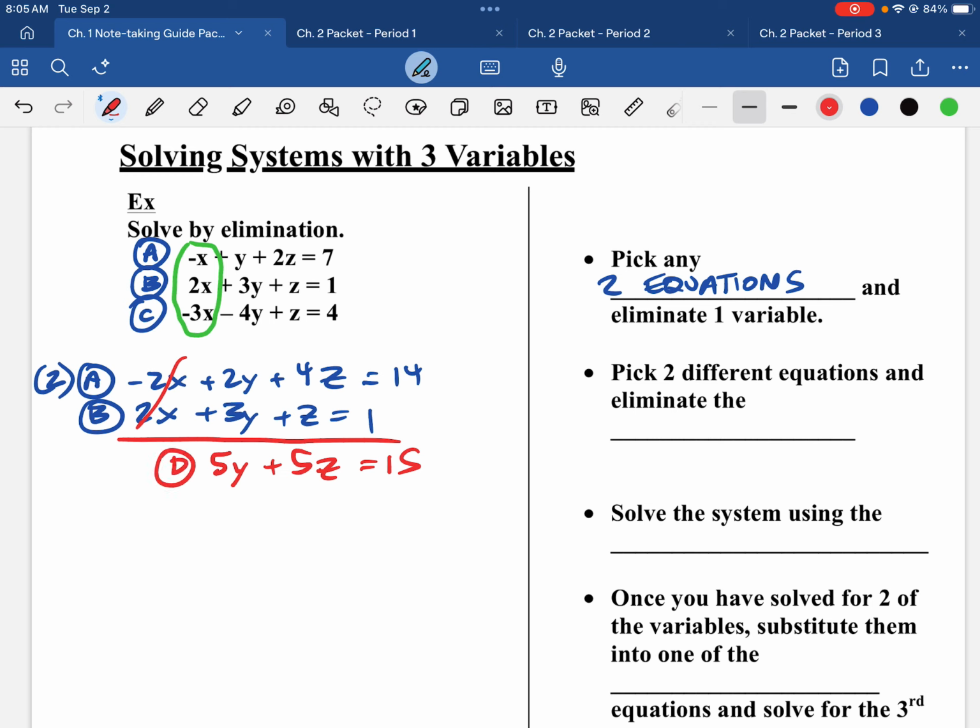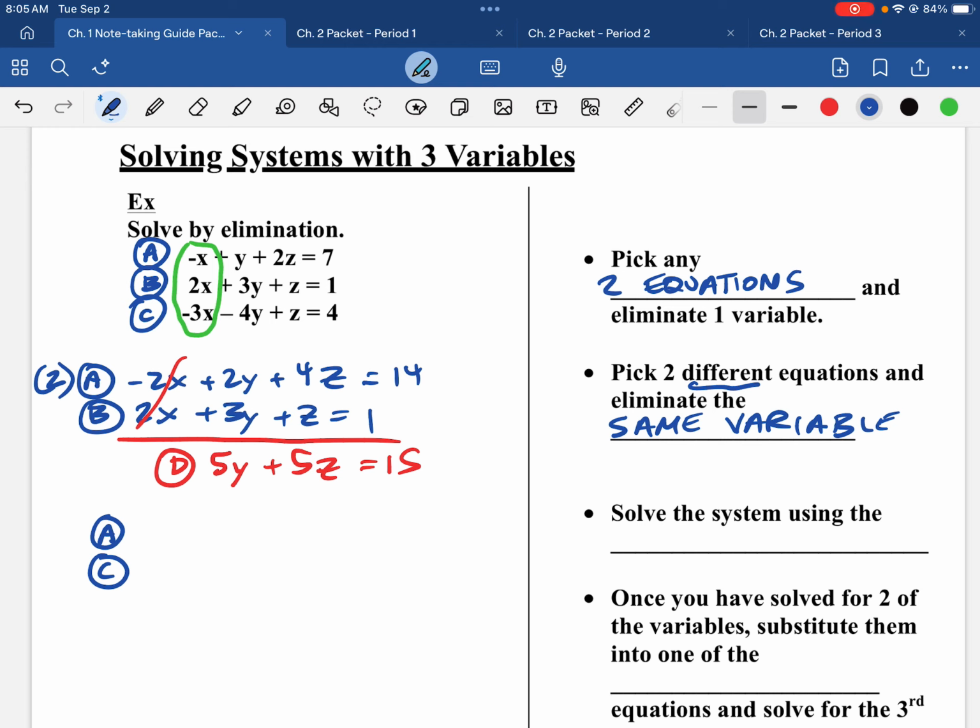Okay. Next bullet point, I'm going to pick 2 different equations and eliminate the same variable. Okay, so I used A and B in the last round, so I don't want to use A and B again. I could use A and C, or I could use B and C. I'm going to choose A and C. It just looks a little easier to me.